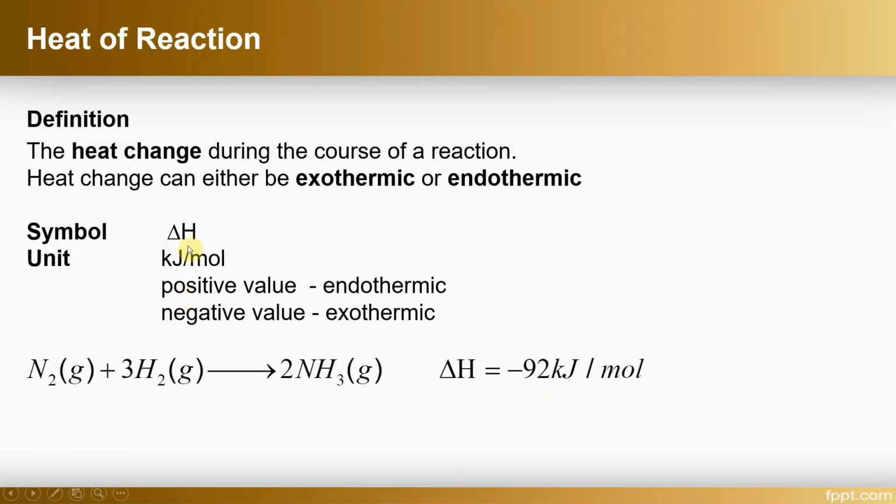We usually express the information of heat of reaction together with the chemical equation. So this is a famous chemical reaction. We call it the Haber process, used to manufacture ammonia. And this process is actually exothermic. It releases heat. The negative sign shows that it's exothermic.